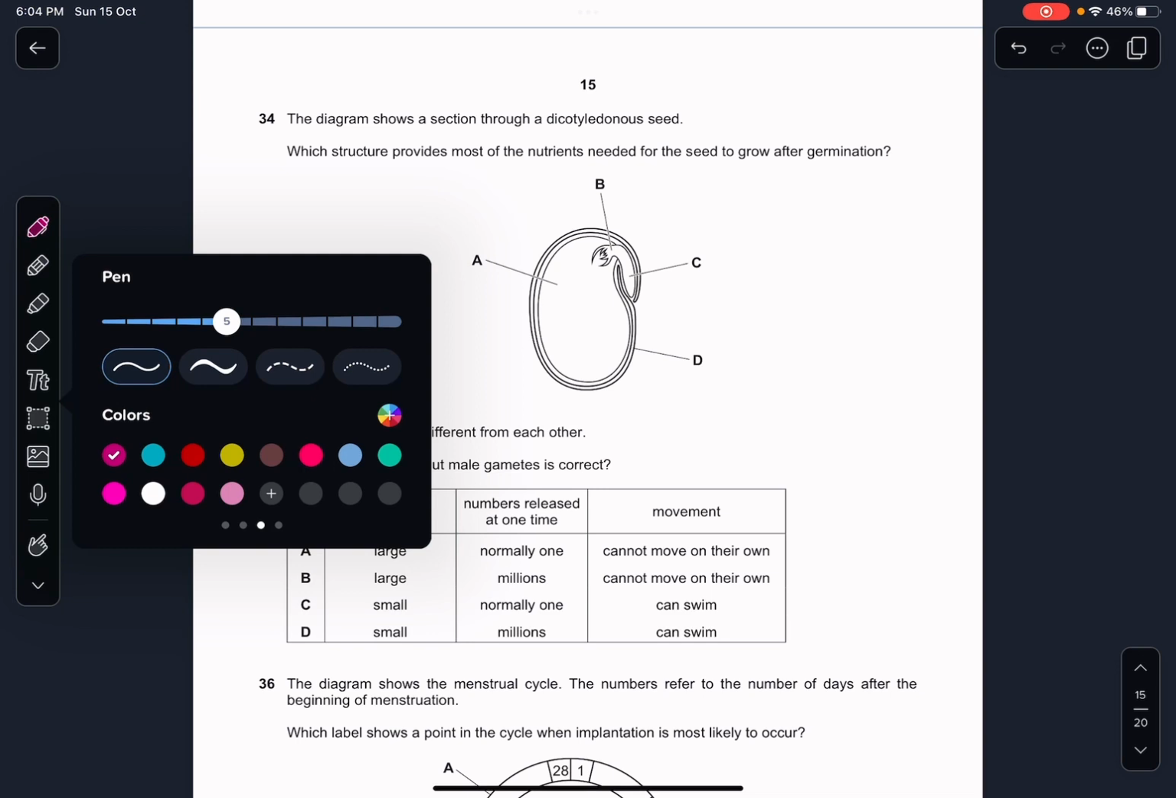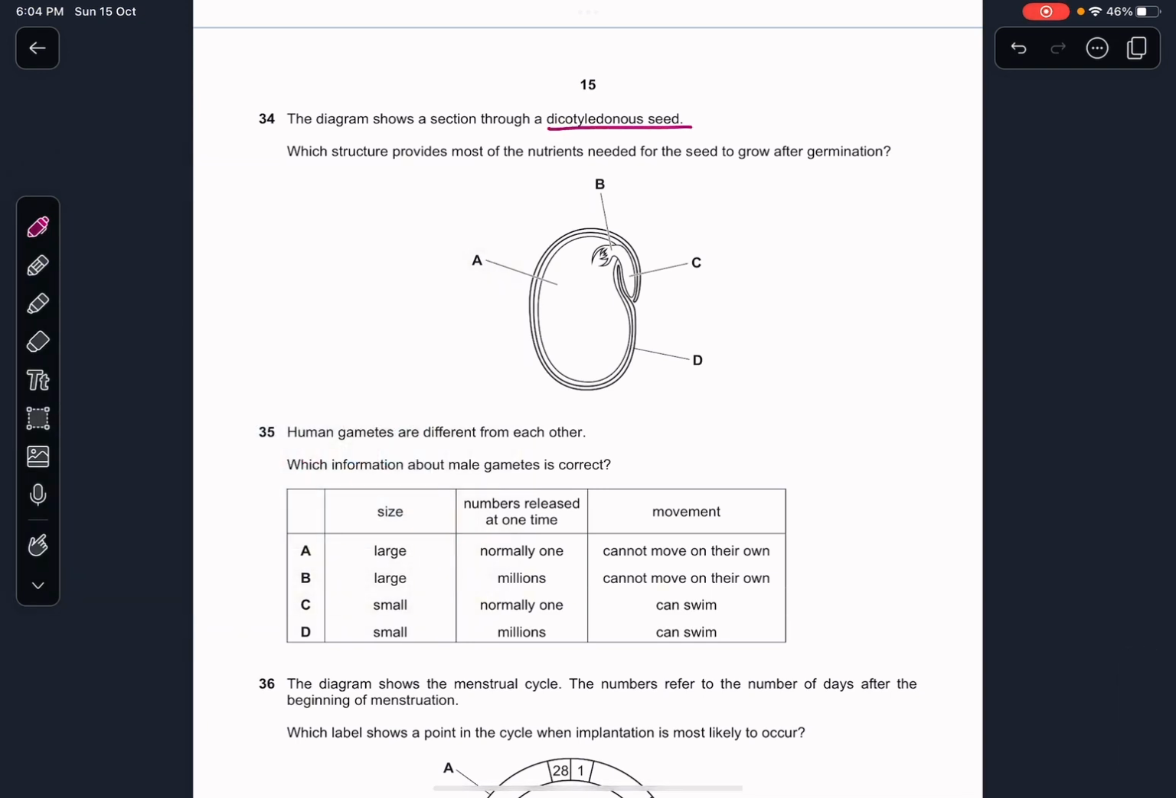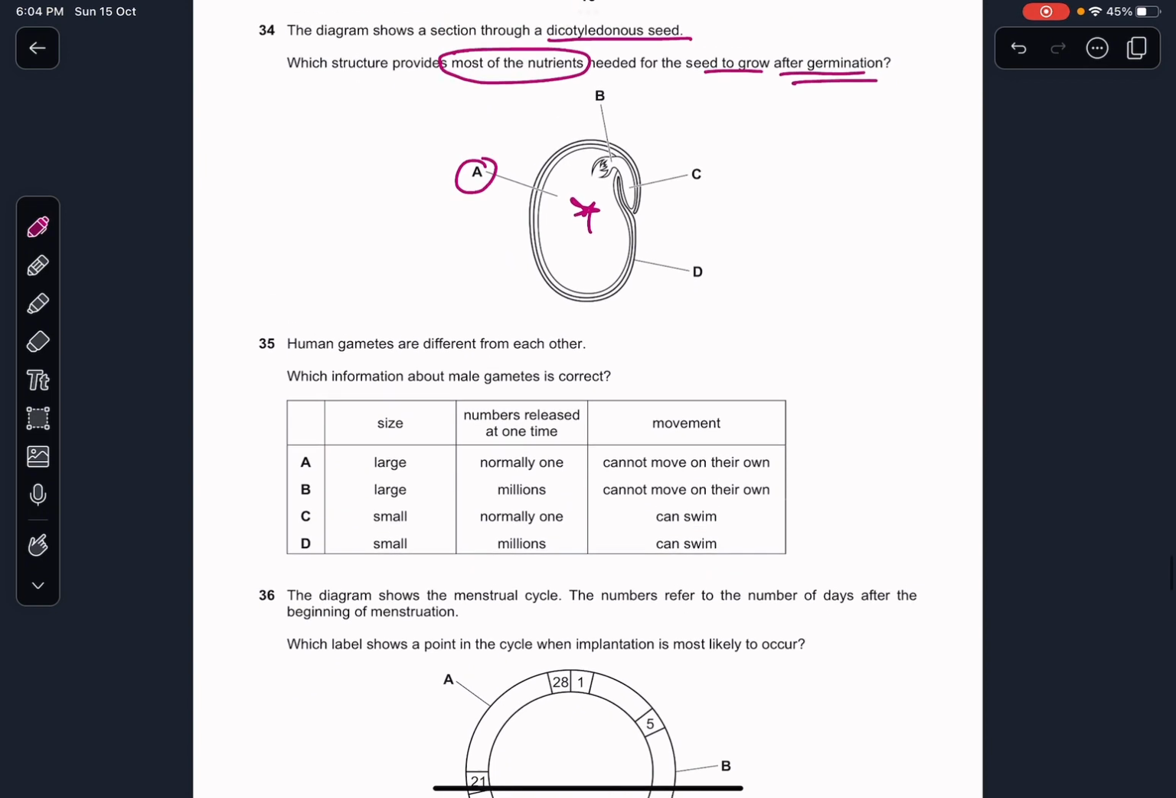The diagram shows a section through a dicotyledonous seed. Which structure provides the most nutrients for the seed to grow after the germination? So it would be the cotyledon, because this is where all of the energy and nutrients are stored. So this is a pretty straightforward answer.